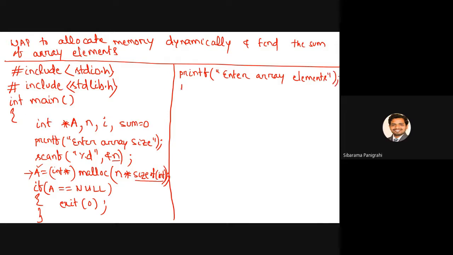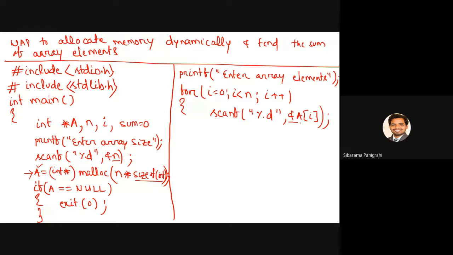So here what you will take? You will take a for loop for i equal to 0, i less than n, i plus plus. Then here what you will do? scanf("%d", &a[i]). So I have already told you, instead of &a[i], you can also write a plus i, right? This is the pointer notation that I have already told you.